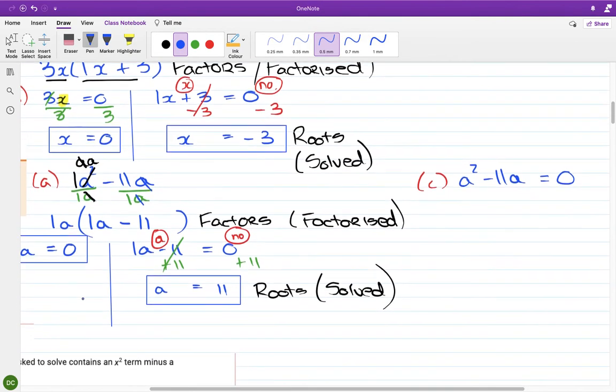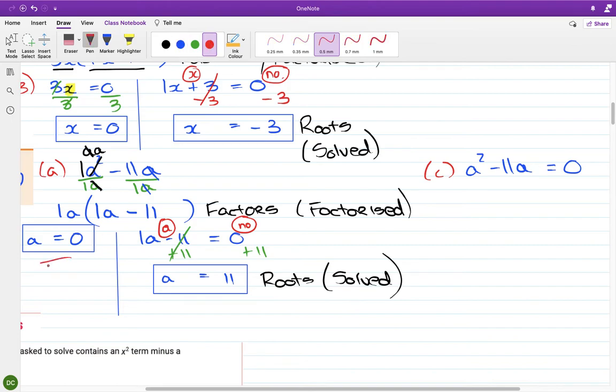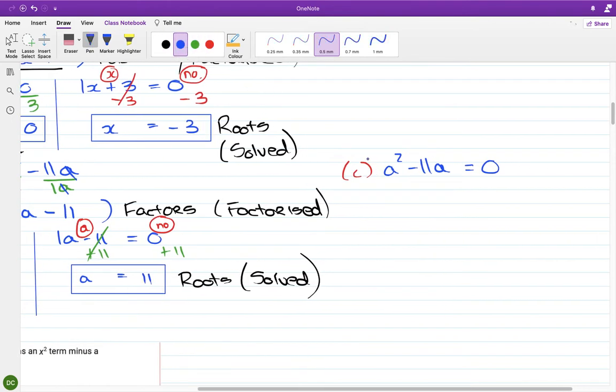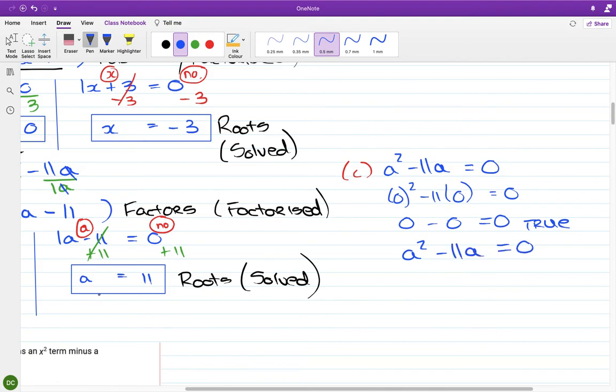So let's see. If I use my first answer, which is this one, a equals 0. So I'm going to take the a's and replace them with zeros. So 0 squared minus 11 times 0 equals 0. 0 squared is 0, 11 times 0 is 0, and 0 minus 0 is 0. True. And now let's try it with our second one. So if a is 11, does it work? So 11 squared minus 11 times 11 equals 0. 11 squared is 121, minus 11 by 11 is 121, equals 0, and that's true.